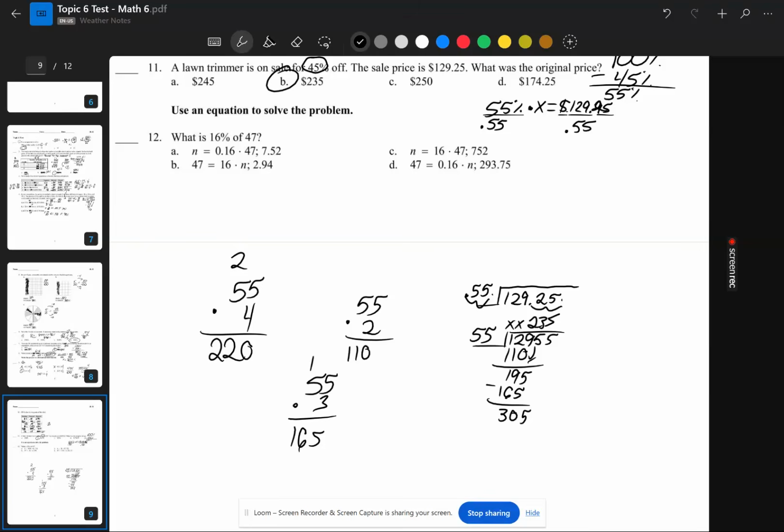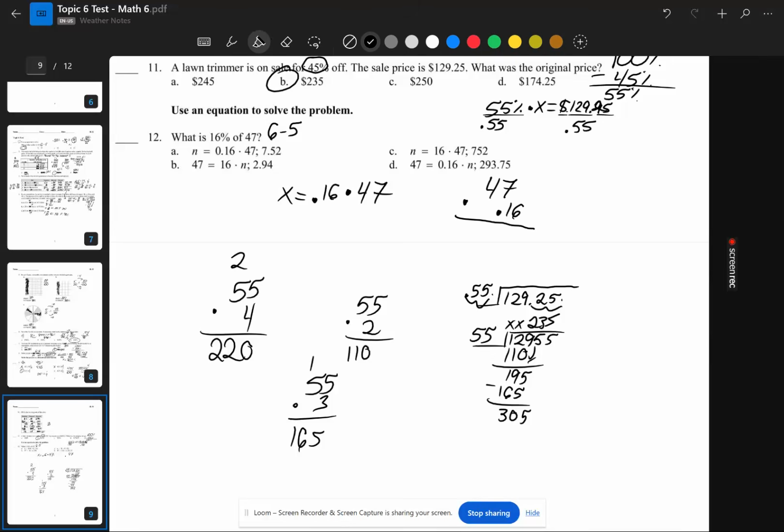And then my last one. What is 16% of 47? So I just solve what is x equals 16%. I make it a decimal, 0.16 times 47. So I just do this math. 47 times 0.16.